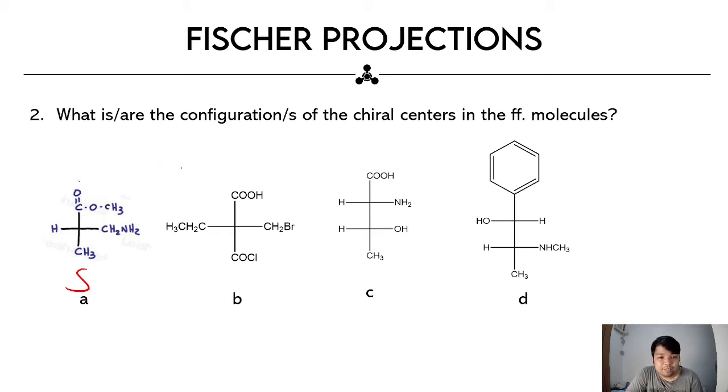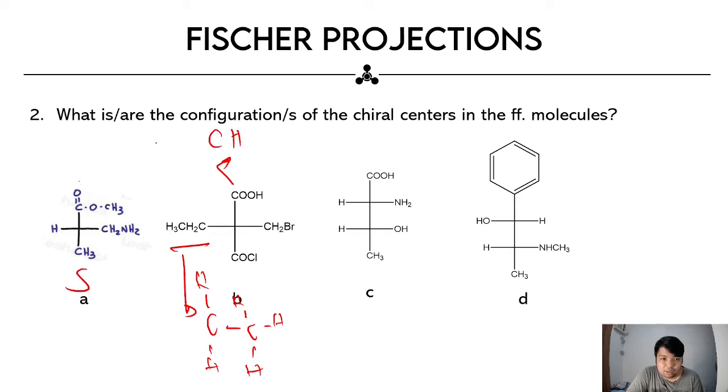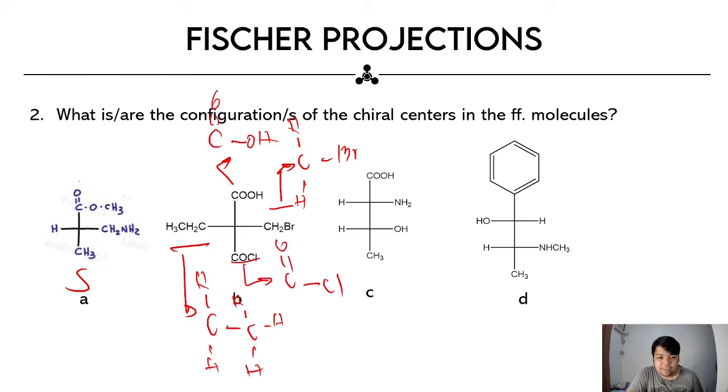Okay? Next we have this one here. So obviously, they're all connected to carbon atoms. So this one is CH2CH3, and this is C double bond O, OH. This is CBr, and this is C double bond O, Cl.